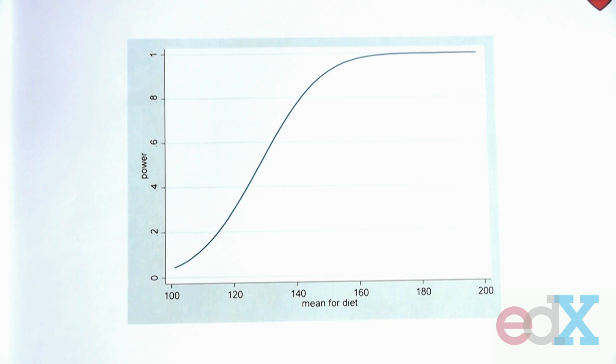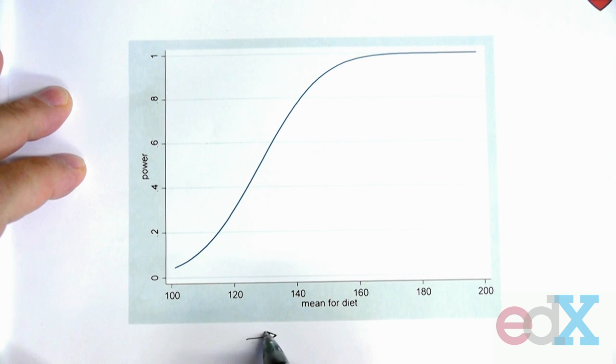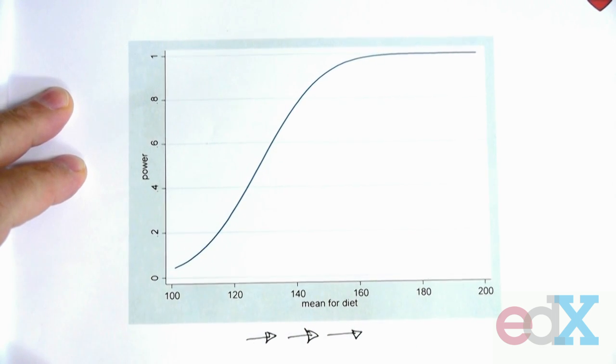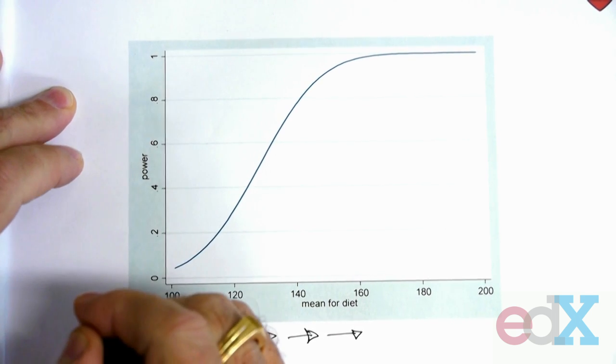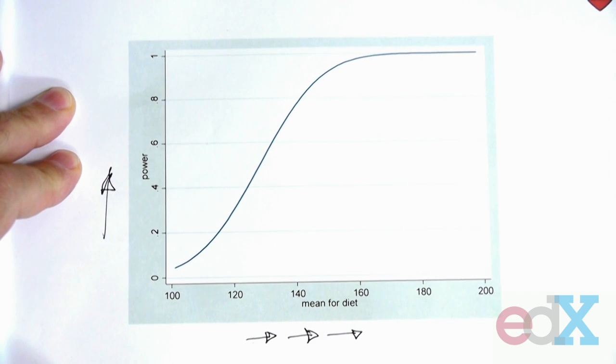Okay, so from the demo, I hope that this is what you've understood. As the distance between the two distributions gets further and further apart, so as we increase the mean of the diet, the power goes up. And that's what this curve shows us. This is called the power curve.